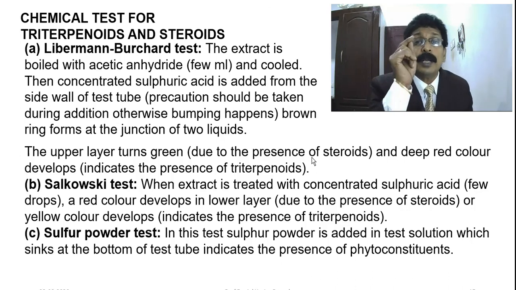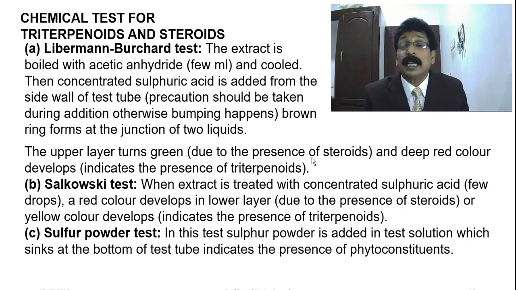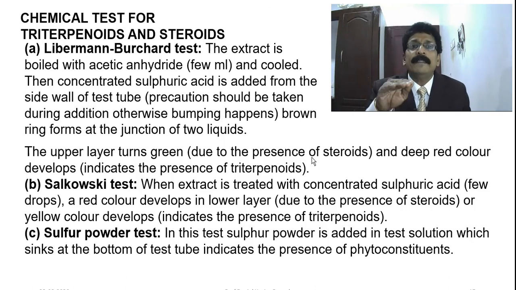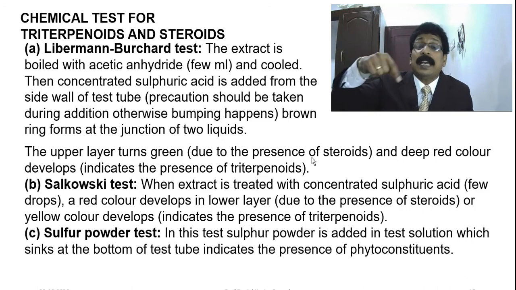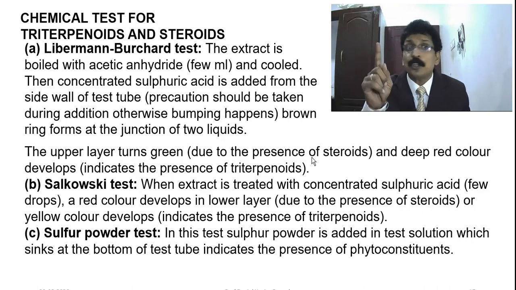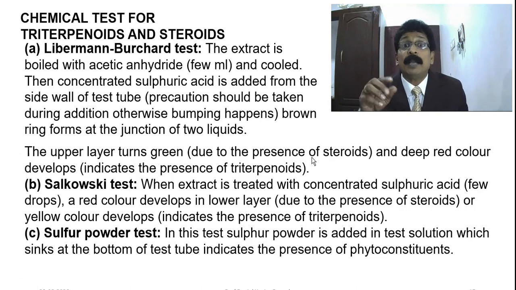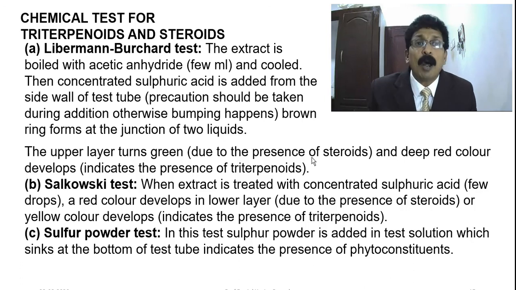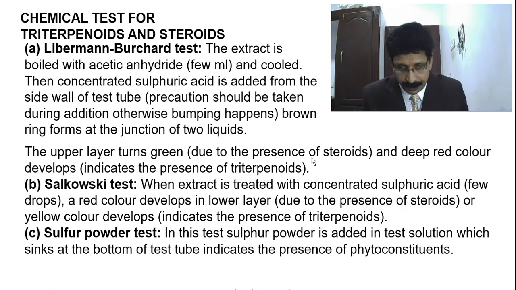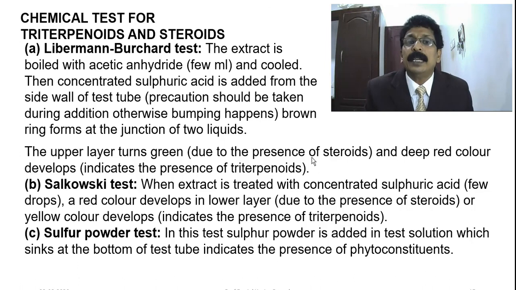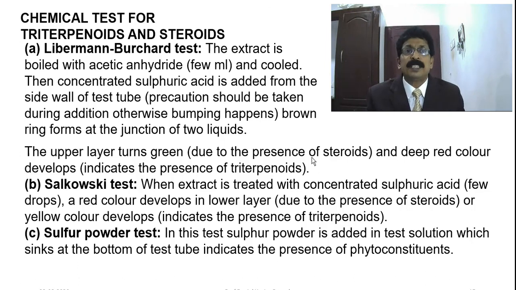The extract is boiled with a few ml of acetic anhydride and cooled, and then concentrated sulfuric acid is added from the sides of the test tube. Precaution should be taken during adding, because sometimes bumping may take place and it may come to your face. So be very careful with the test tube. A brown ring will be formed at the junction of two liquids. Especially since we are doing extraction by means of a non-aqueous solvent, when you add an aqueous solvent there will be two layers. So you can see the brown ring, which is the Liebermann-Burchard test.